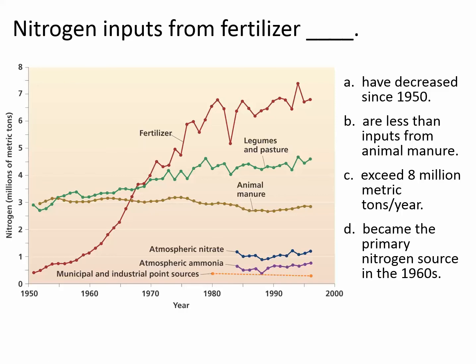A little graph practice. Okay, welcome back. So if you said that it became the primary nitrogen source in the 1960s, that's true.